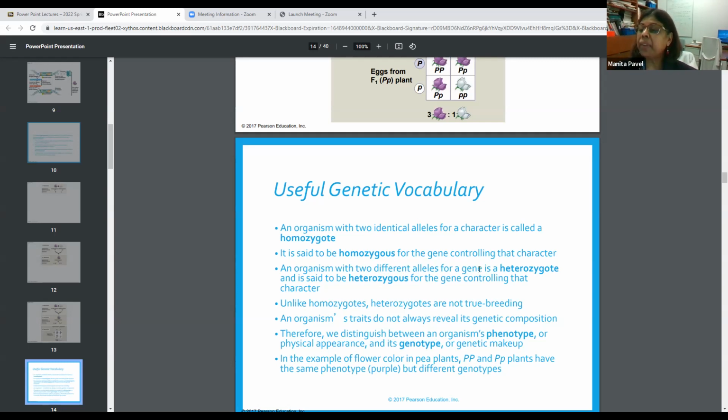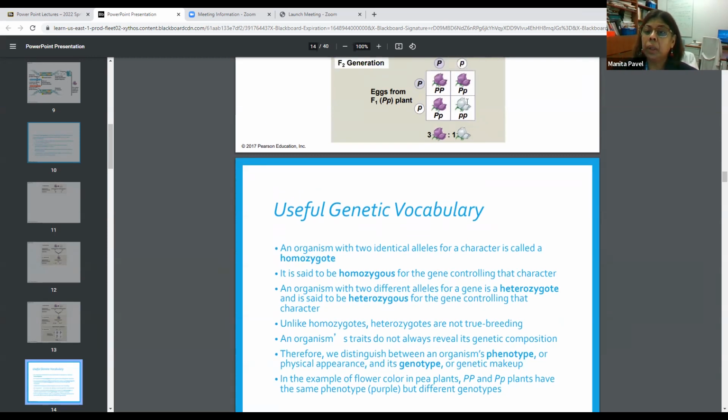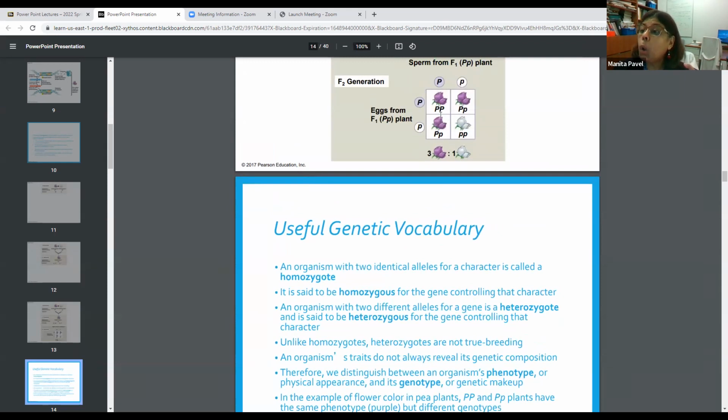Let's keep the same example, purple flowers. So now we're going to write one capital P and one lowercase p. That condition is said to be heterozygous purple. Homozygous purple, capital P, capital P. Hetero means different, so capital P, lowercase p, like here. Capital P, homozygous purple, capital P, lowercase p, heterozygous purple.